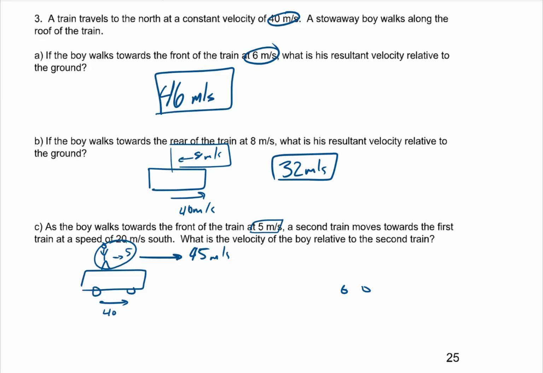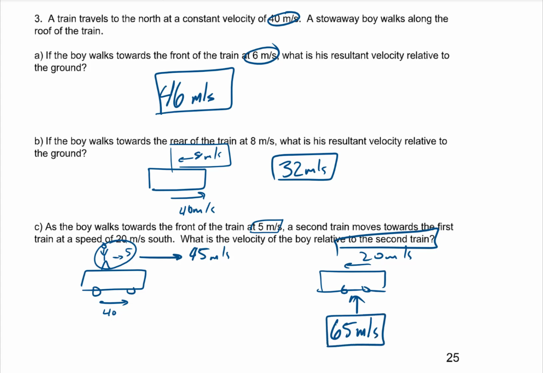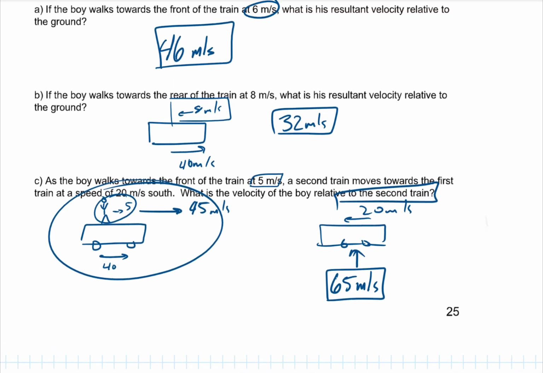And then we have a second train traveling towards the first train with the speed of 20 meters per second. So relative to the second train, so from this train's perspective, the boy is coming at him at 65 meters per second. So we had to do two things. We had to do the how fast is the boy going on the moving object. That's where we either add or subtract their velocities. And then we had to do how fast is that relative to the other train. All right, that's what we've got.